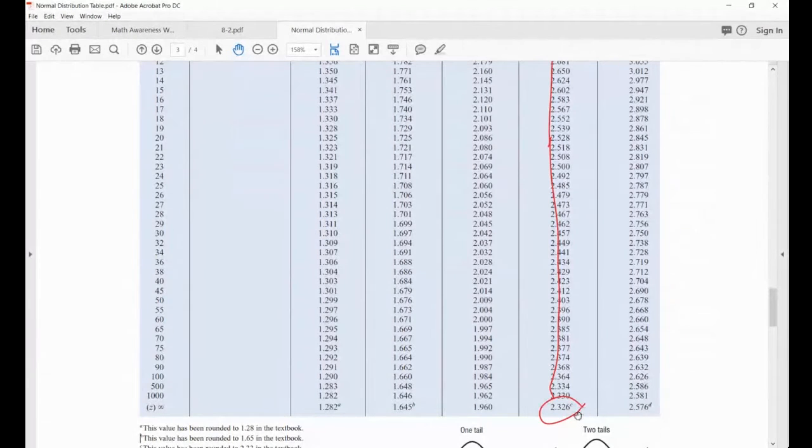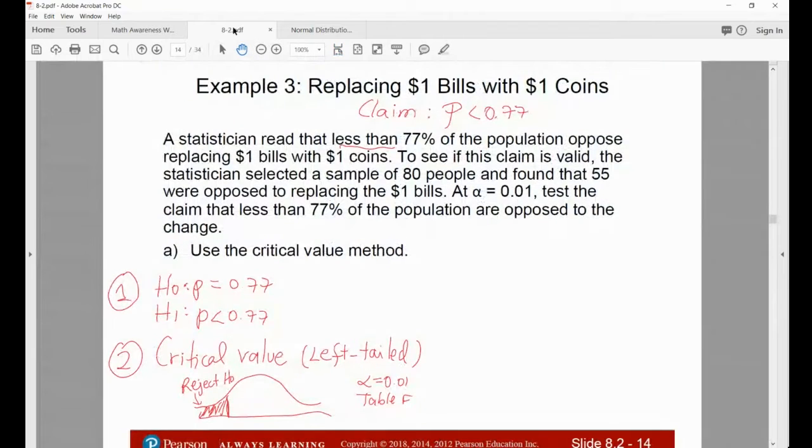So what will be the critical value in this example? In the table, we always have positive numbers, but if the test is left tail, we need to put the minus sign in front. So it will be negative 2.326. So now we can find the test value using the formula for Z.